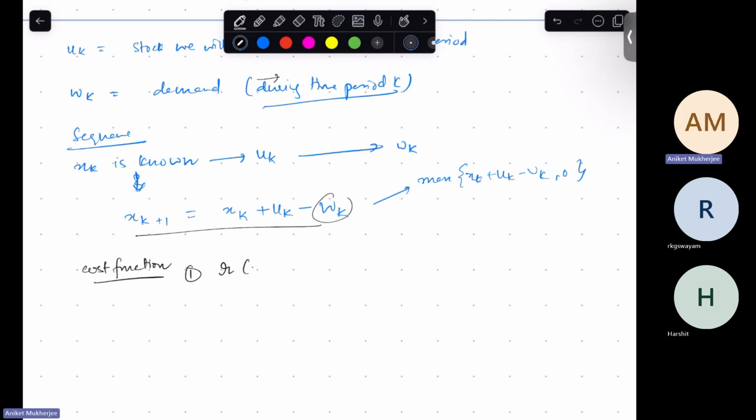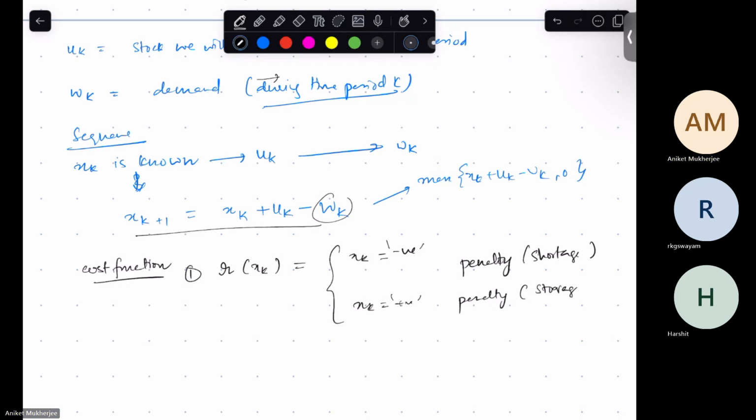So you have R of xk, which is basically, if xk is negative, then you have a penalty per shortage because you are not able to serve customers. If xk is positive, then also you pay a penalty because you have storage costs.